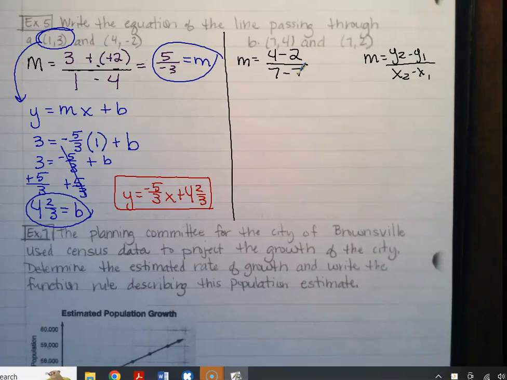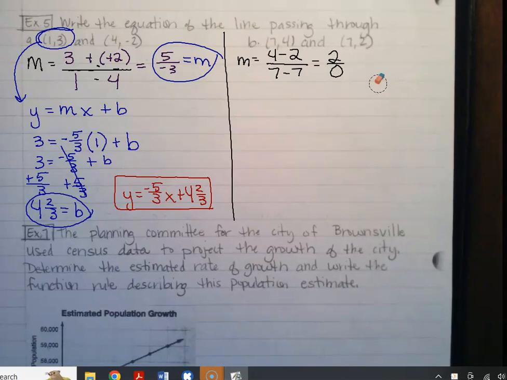All right, so what is 4 minus 2? 2. And 7 minus 7? 0. Okay, so anybody can answer this one. How would we simplify that one? It's 0. We had this conversation in our small group yesterday. It's undefined.